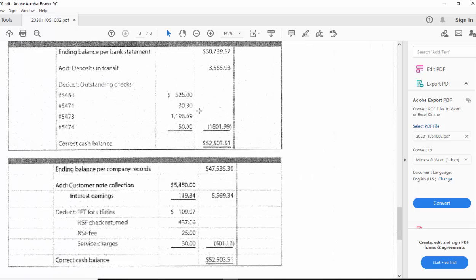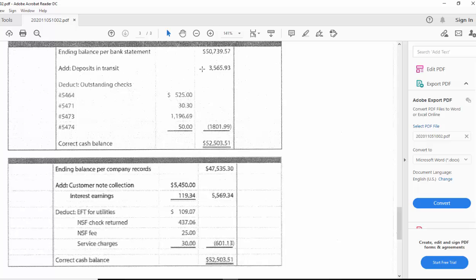And when we do a bank reconciliation, we're going to have a beginning balance that came from the bank statement, and we're going to have a beginning balance that came from our ledger for cash. All those numbers that we circled, we're going to factor them in, and then at the end, we're going to get a number that is the same. At that point, this is the adjusted or correct balance. We know why this $50,739.57 and why this $47,535.30, why they're different, right? That's the whole purpose of this.